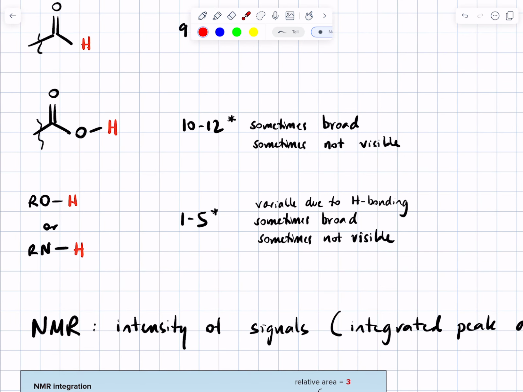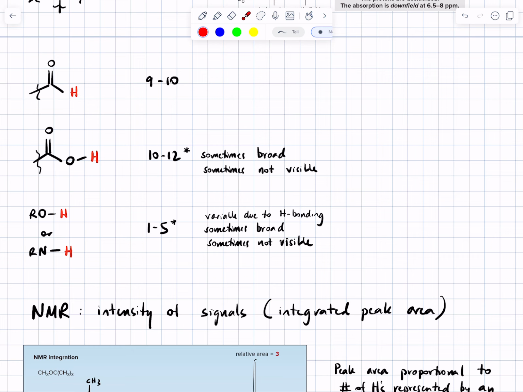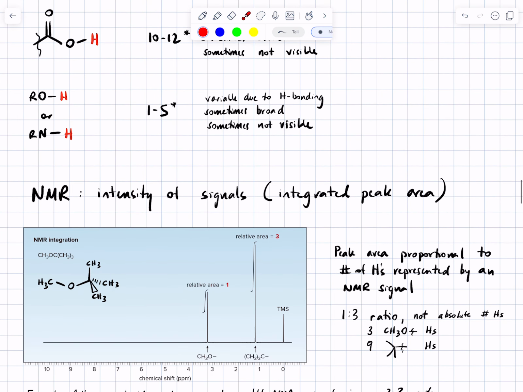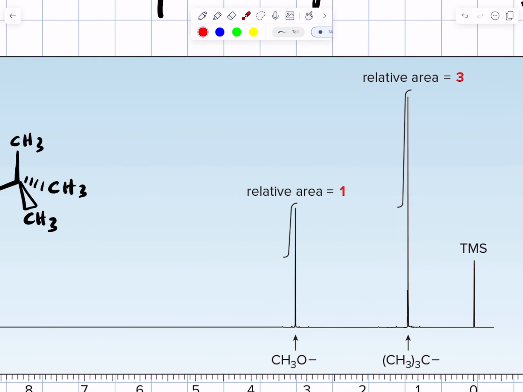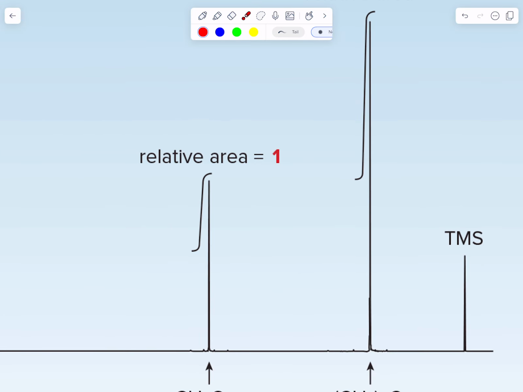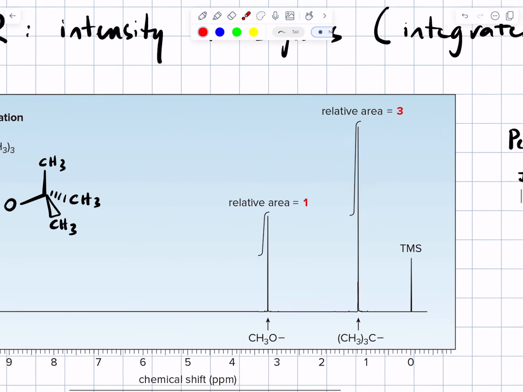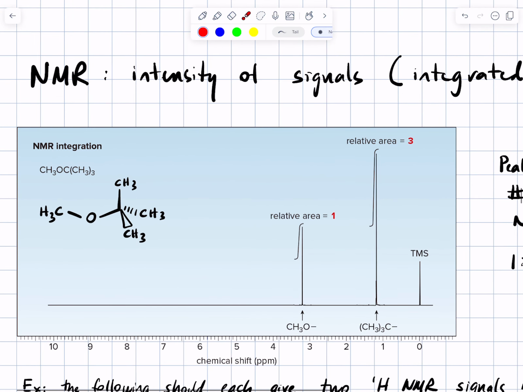All right, now let's talk about the intensity of NMR signals, by which we mean the integrated area of a peak. So in this spectrum, if you zoom in, this peak isn't just a straight line. It actually goes up to a point and then comes back down. And you can measure the area under that peak. And one of the most interesting things about NMR is that the area under that peak is proportional to the number of protons represented by that particular NMR signal.